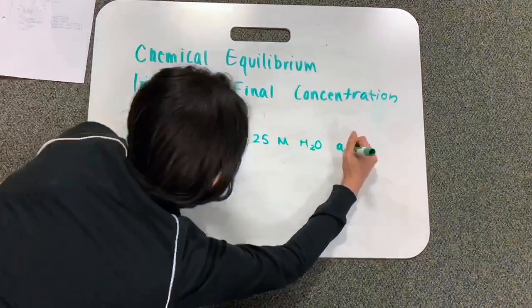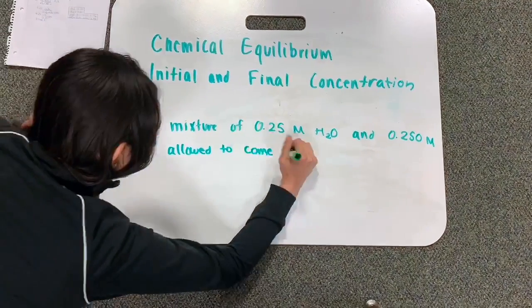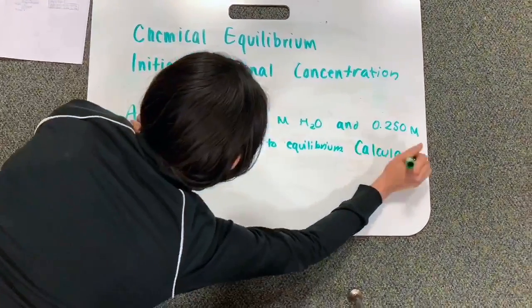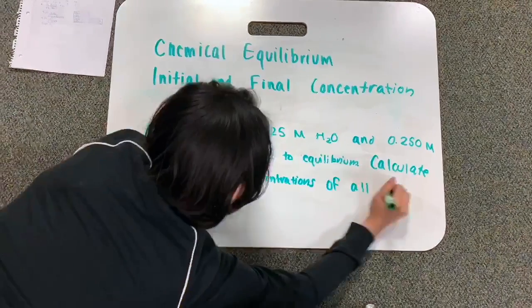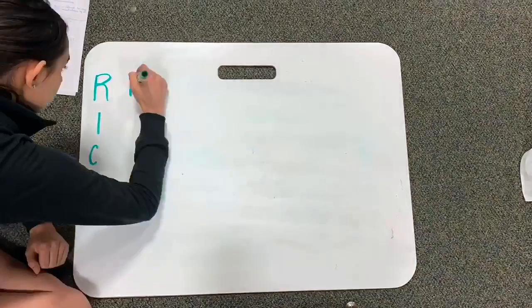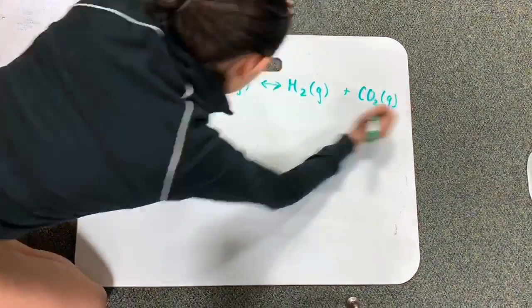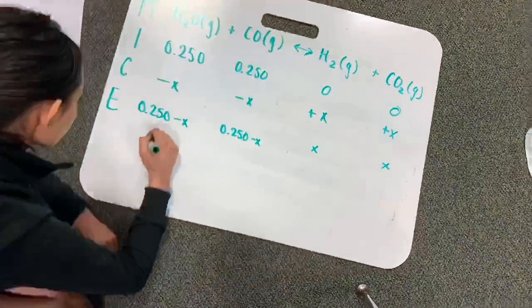The problem we are trying to solve is: a mixture of 0.25 molar H2O and 0.25 molar CO is allowed to come to equilibrium. Calculate the equilibrium concentrations of all the chemical species. Kc equals 4.24 at 800 K. The reaction is H2O gas plus CO gas in equilibrium with H2 gas and CO2 gas.